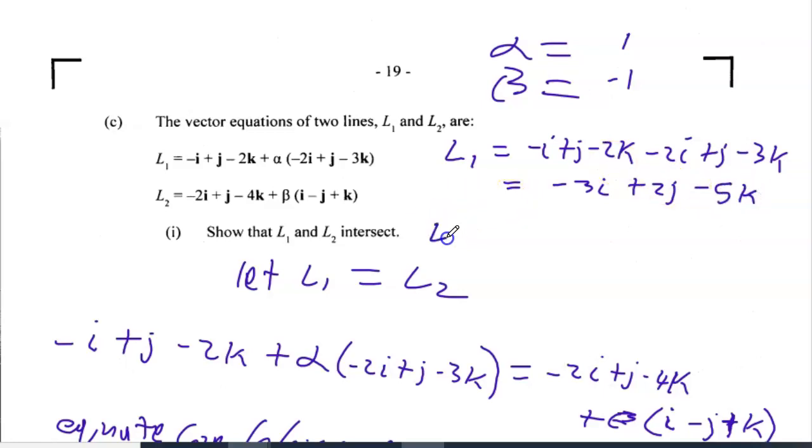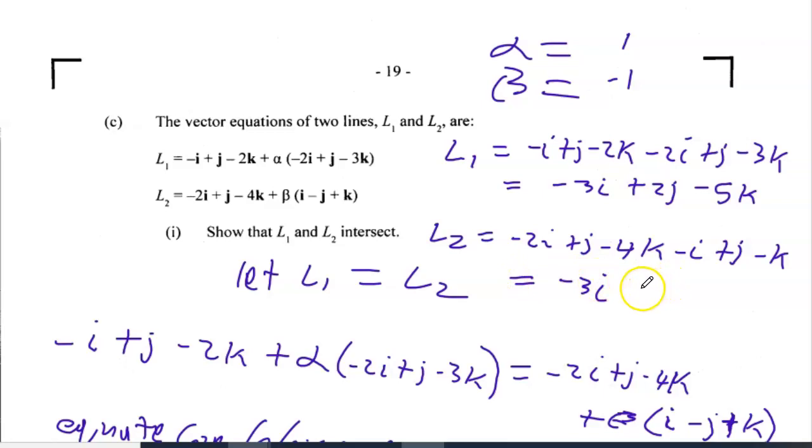Let's try it for L2 and see if we get the same result. L2, remember L2 was minus 2i plus j minus 4k, and then remember beta is negative 1, so we multiply each term in the bracket by minus 1, so we end up with minus i plus j minus k. Grouping like terms, we end up with minus 3i plus 2j minus 5k. Notice we get the same point, and this will be the point of intersection of the 2 vectors.